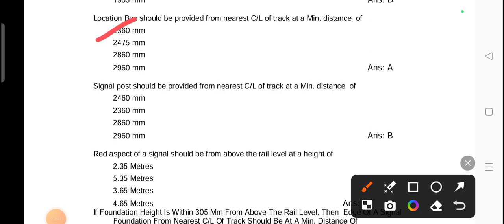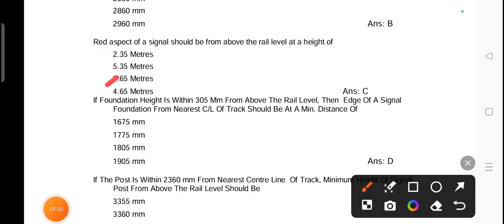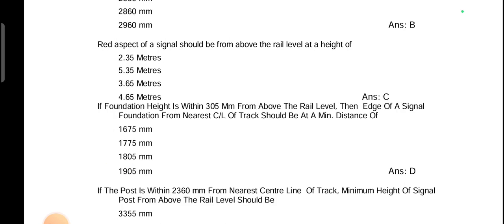Location box should be provided from nearest center line of track at a minimum distance of 2360 mm. Signal post should be provided from nearest center line of track at a minimum distance of 2360 mm. Red aspect of a signal should be from above the rail level at a height of 3.65 meters. Next, if foundation height is within 305 mm from above the rail level, the edge of a signal foundation from nearest center line of track is 1905 mm.